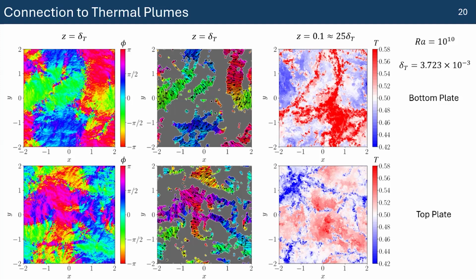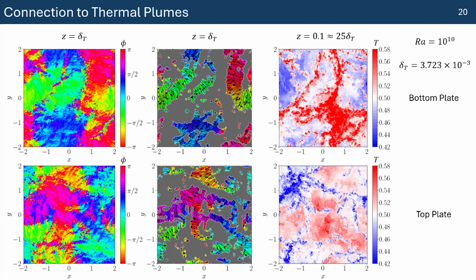So once we split up, this is for Ra equals 10^10. Again, we look at a height of delta T. We look at the velocity field, and we split it up into shear-dominated and plume-dominated regions. Furthermore, if we look at a plane slightly above, at least 25 times the thermal boundary layer thickness, we can see that the plume-dominated regions that you see over here coincide well with the plumes that are rising from the plate.